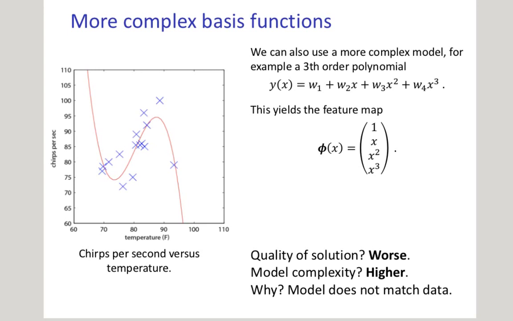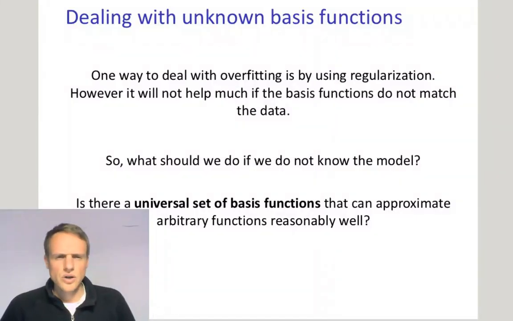Why does this happen? Well, it's simply because the assumption that we're making with our choice of model structure doesn't match the data. In other words, our data isn't originally generated by a higher level polynomial. So, what can we do to combat this?